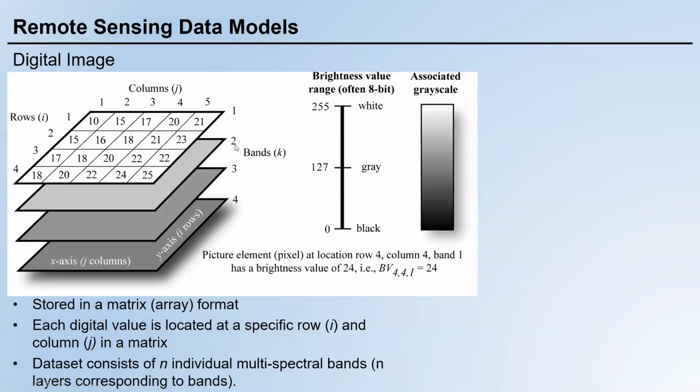Band 2 is for G, for green. Band 3 is for B, blue. Band 4 is for near infrared. What does it mean?